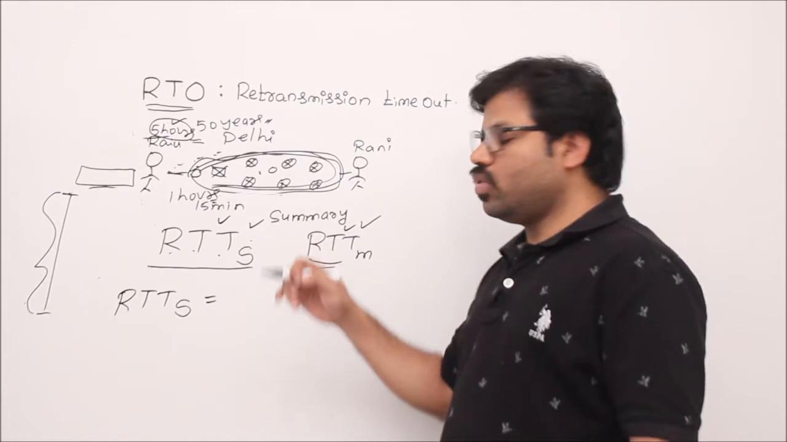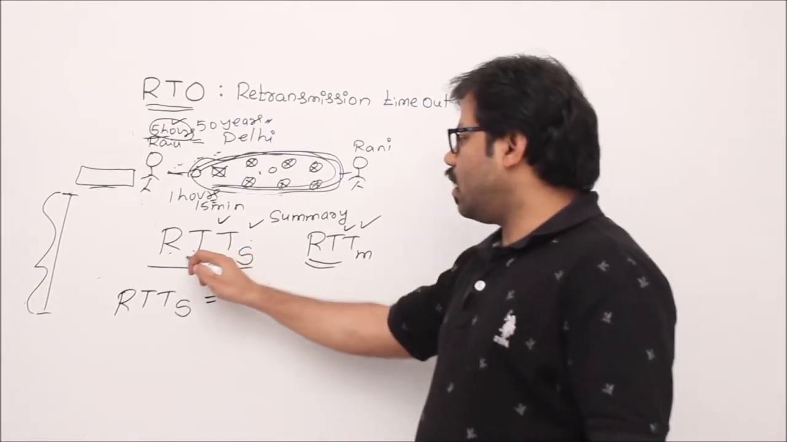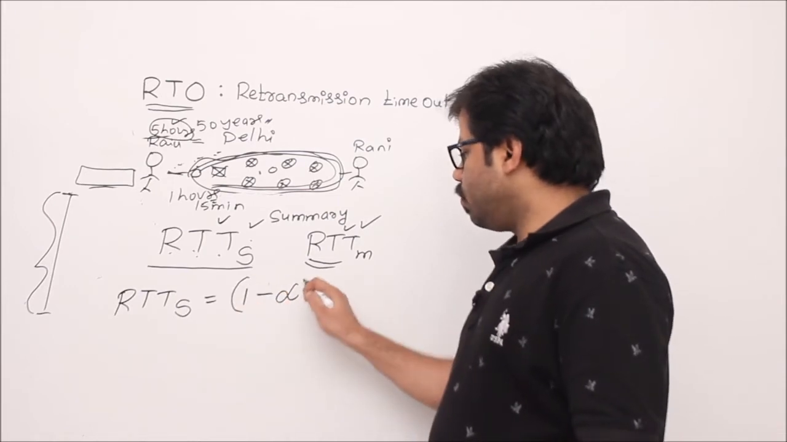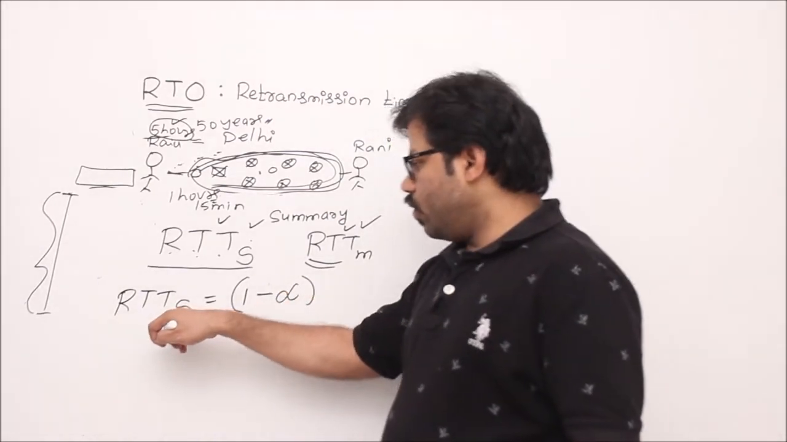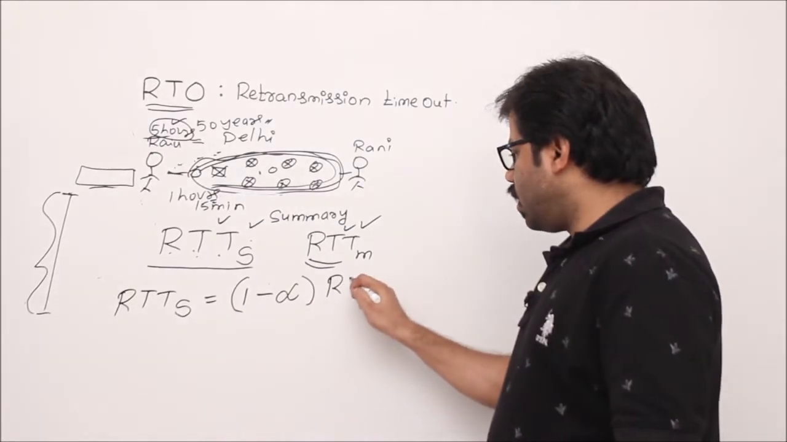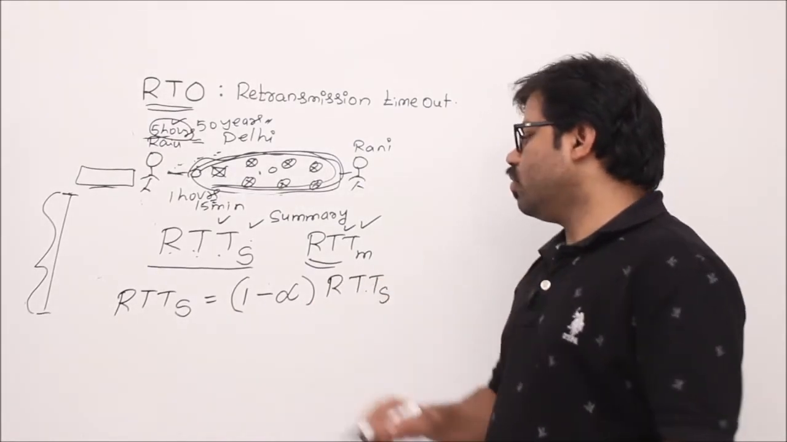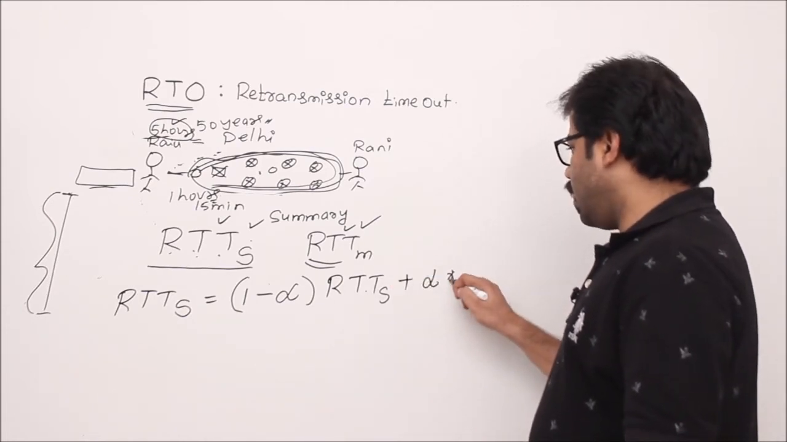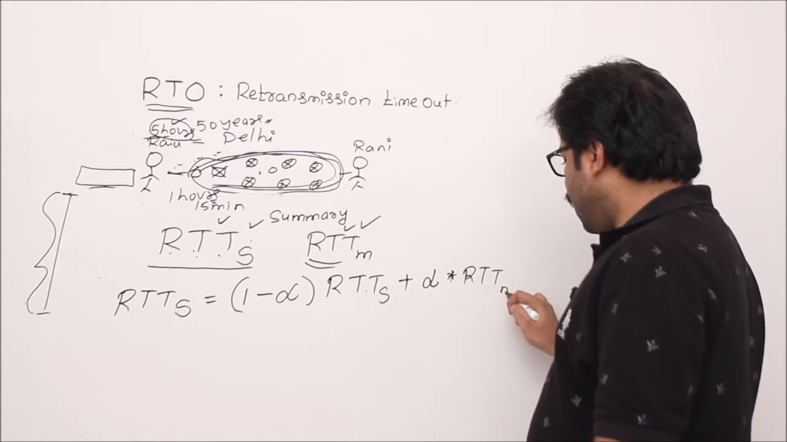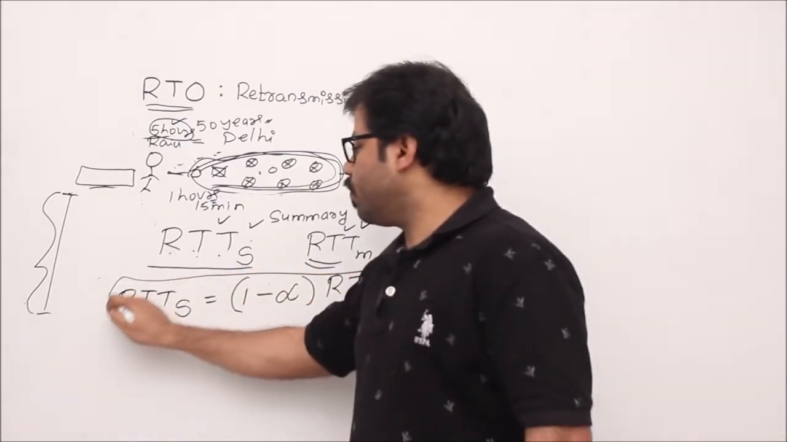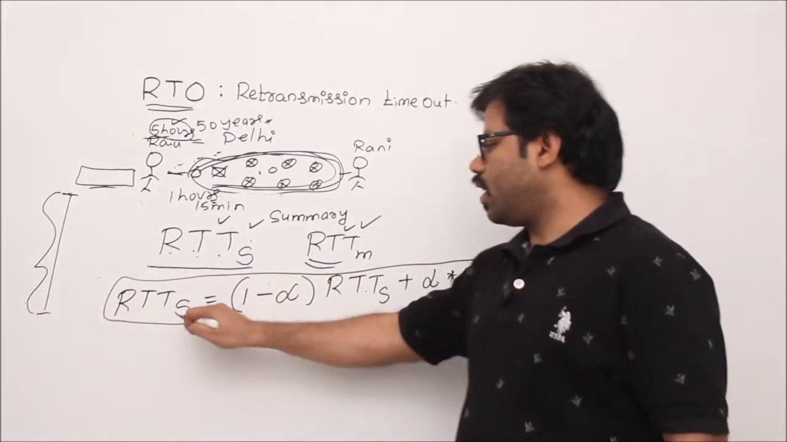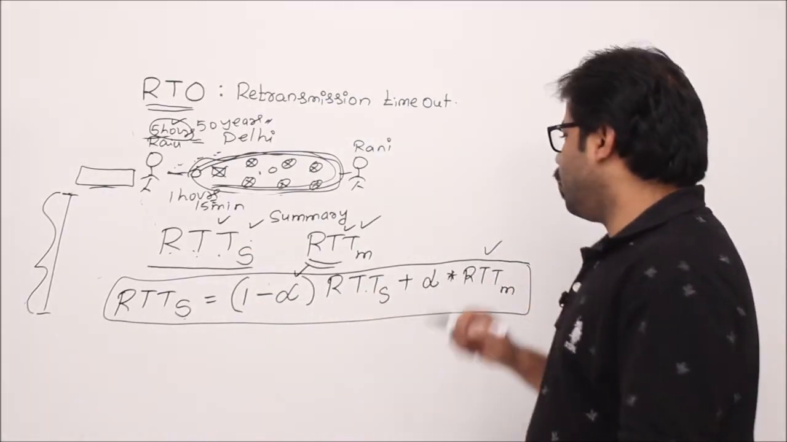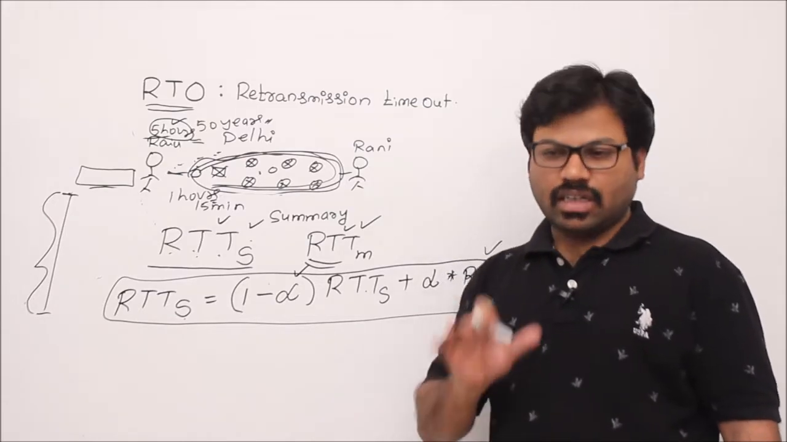What was the old value? That means what was the old summary, RTTS, right? For that we give 1 minus alpha weightage. So RTT new value is (1 minus alpha) into RTT smooth, that means this is the old value, plus alpha into the current one, RTTM. Don't worry, we will try to understand it very slowly. This is the formula for new RTTS, which depends on old RTTS and RTTM. RTTM is nothing but the current measurement.